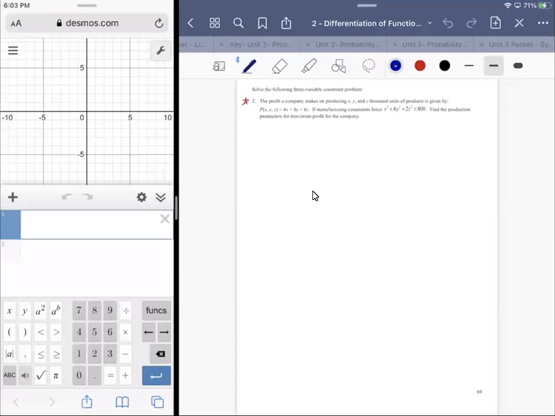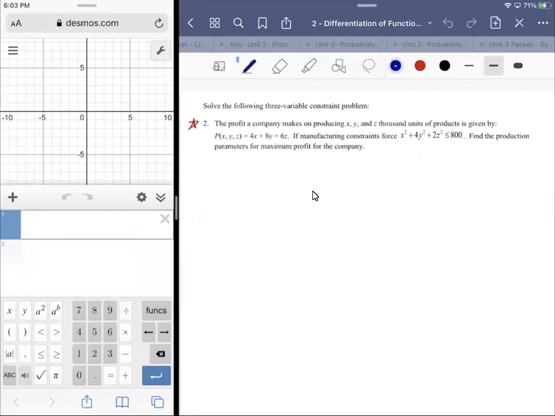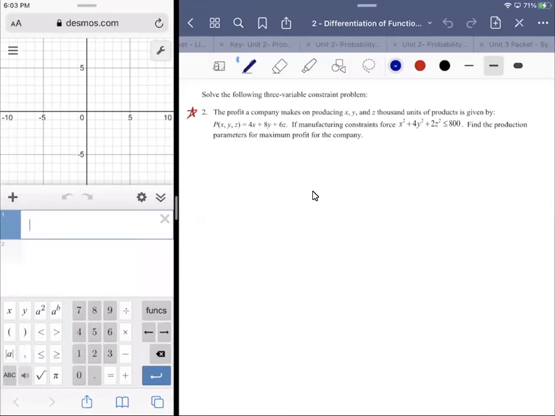So a little zoomage. The profit a company makes on producing x, y, and z thousand units of products is given by a function. If manufacturing constraints force x squared plus 4y squared plus 2z squared to be less than or equal to 800, find the production parameters for maximum profit for the company.